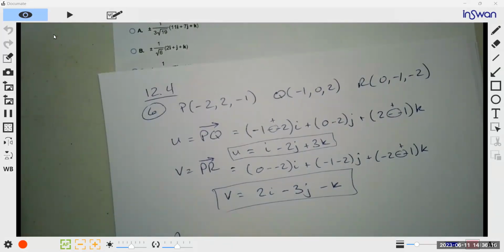So the area, since it's a triangle, is divided by 2 of the magnitude of u times v. So we first have to find u cross v. One, -2, 3, 2, -3, -1.